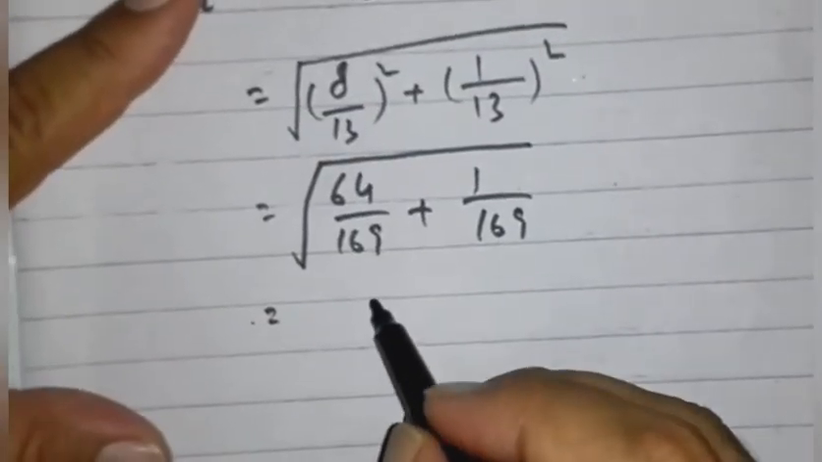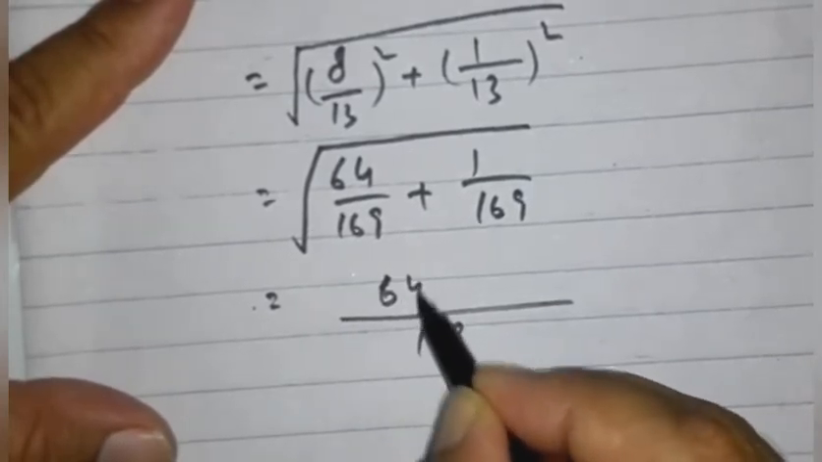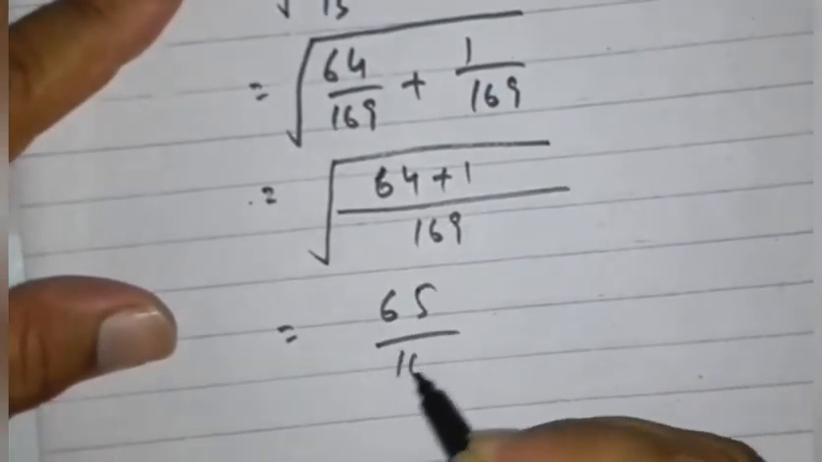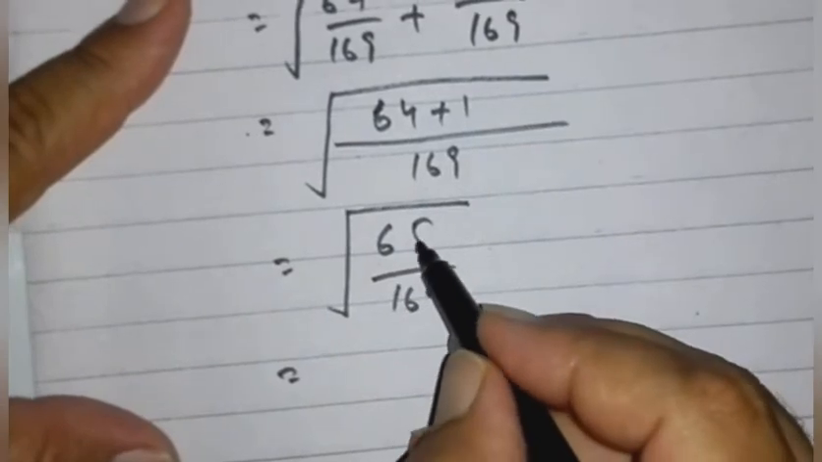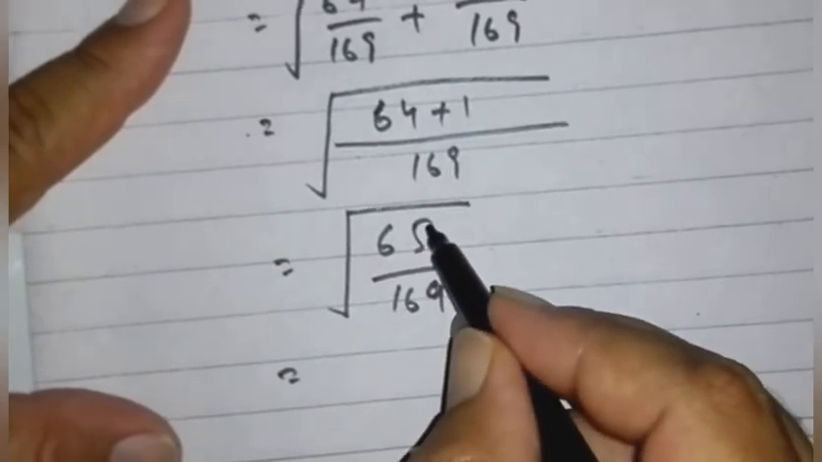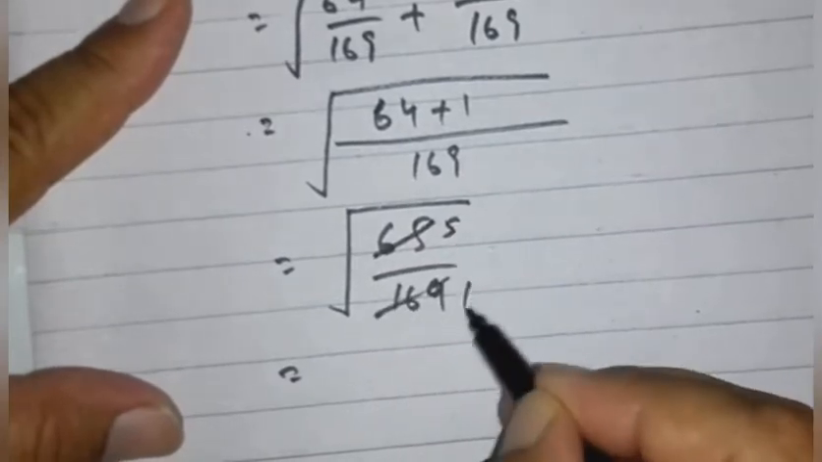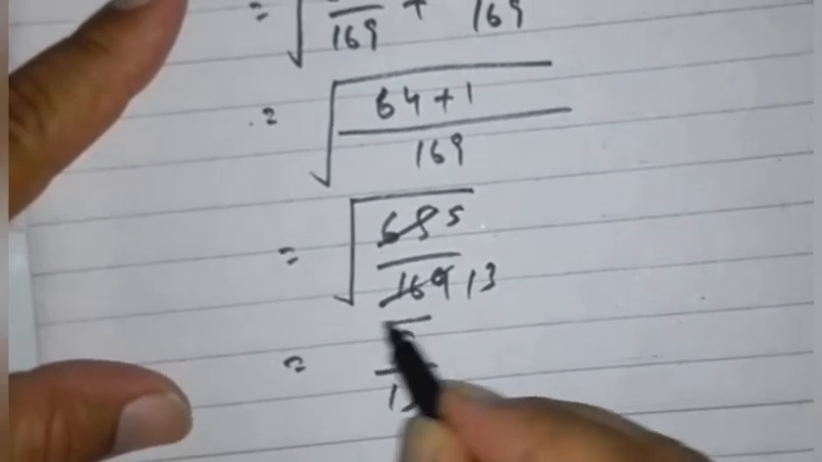We can write it, take the LCM 169, so 64 plus 1 under the root. We can write it 65 by 169 under the root. So we can cancel it by what? By 13: 5 13s are 65 and 13 13s are 169. So here we get 5 by 13 under the root. This is the answer of the given question.